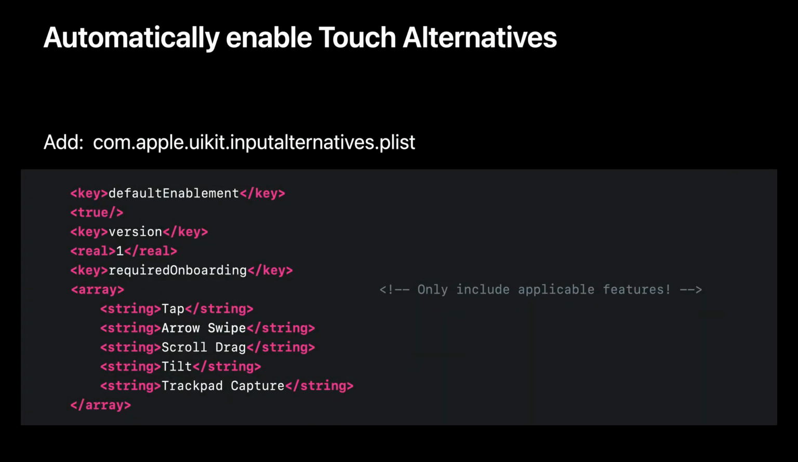If you determine that your app would benefit from any of these touch alternatives, here's how you can enable touch alternatives for your app right from the start. All you need to do is add a new plist file to your bundle named com.apple.uikit.inputAlternatives.plist. Then add the keys and values shown in the snippet. And for the required onboarding array, include only the features that are useful for your app. That way, only those features are highlighted in the onboarding dialog. Let me demonstrate this for you.